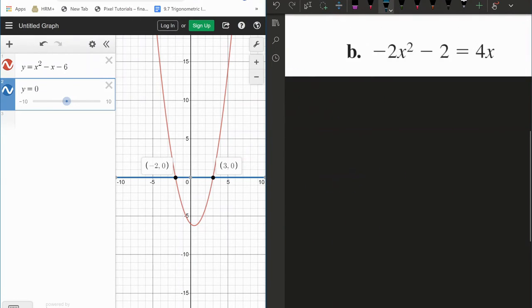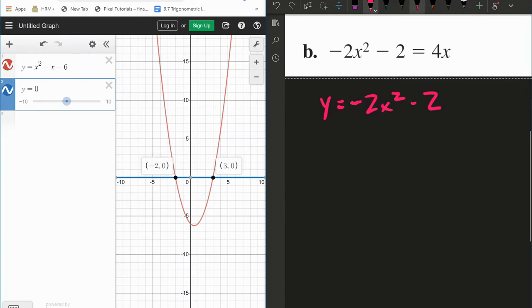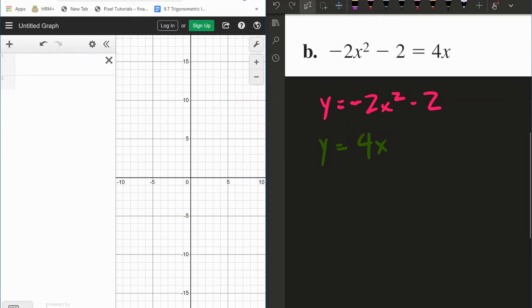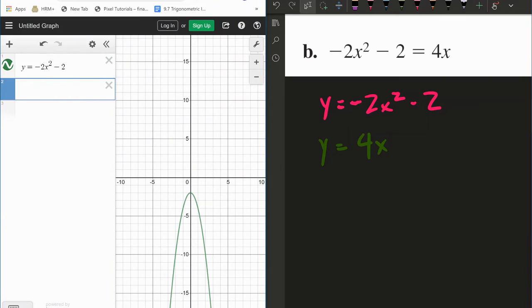Now let's move over to the other one. We can do the same thing here. y is equal to -2x squared minus 2, and then again, y equals 4x. So I'm going to go back to Desmos over here, and I'm going to graph those: y equals -2x squared minus 2, and y equals 4x. And I'm going to look for where they cross.